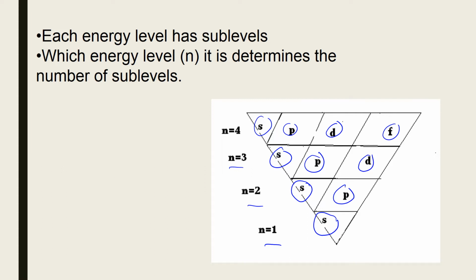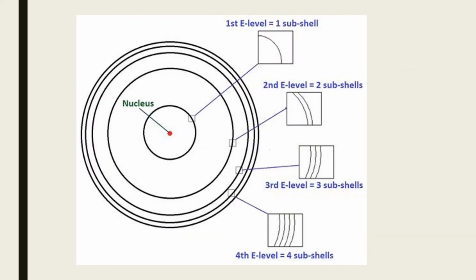Right now, the way the electrons are going, we don't actually have anything that goes past the F orbitals. There might be something more that is discovered later by science, but right now we're only going through F.